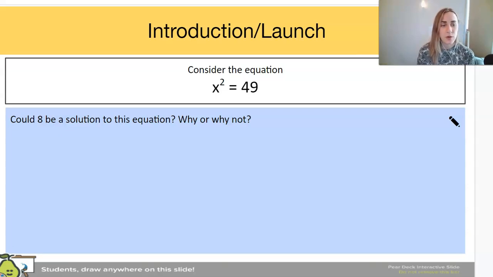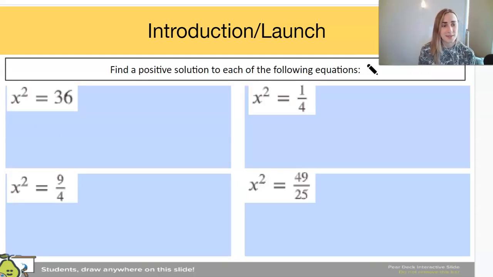And when you're ready, we'll go on to part 2 of our launch, which is related, but not exactly the same. In part 2, your goal is to find a positive solution to each of the following equations. We have x squared equals 36, x squared equals 1/4, x squared equals 9/4, x squared equals 49/25.